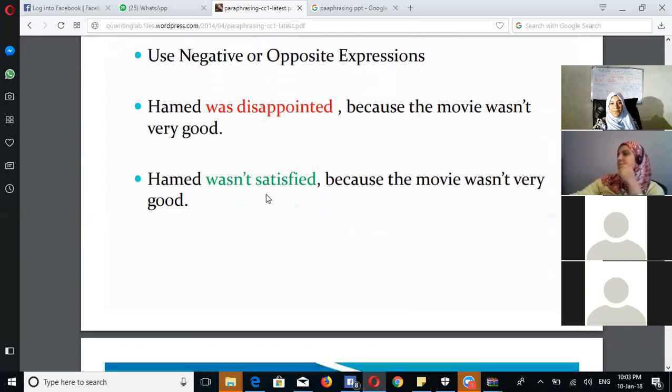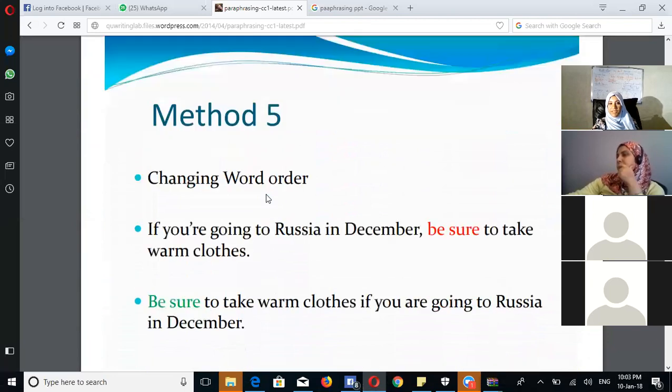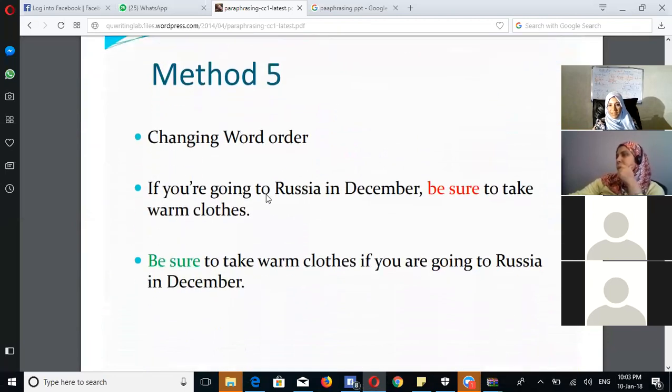Okay. So another method, which is changing the word order. You're going to Russia in December. Be sure to take warm clothes. Okay? How would I change the sentence structure? I start with a command, with the order. The order is be sure. So be sure to take warm clothes if you're going to Russia in December, right?